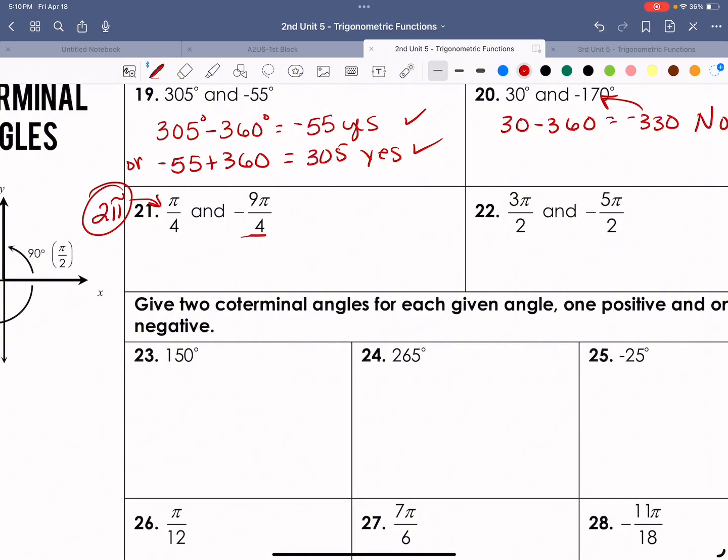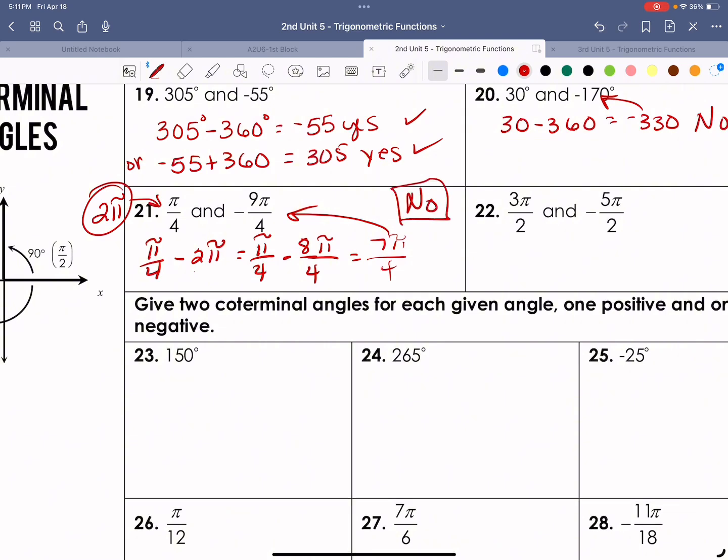So let's try it. We're going to have to work with fractions. If I take pi over 4 and I subtract 2 pi, well, what is 2? I'm going to work it out this time. How can I rewrite 2 as a 4 denominator? Well, that's 8. So is it pi minus 8 pi over 4? What is that equal to? 7 pi over 4, not 9 pi. So that's a no.